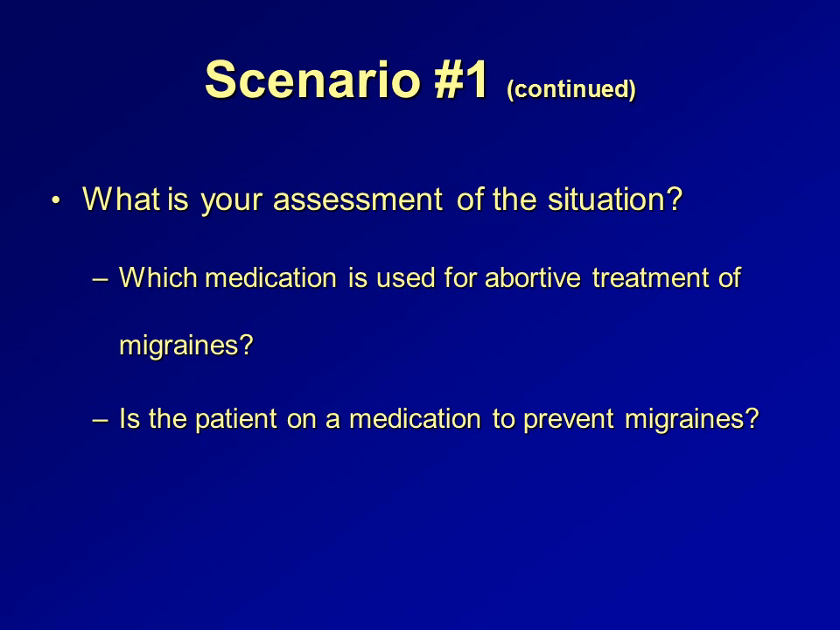In this case, the assessment of the situation might be that the patient is overusing his sumatriptan and not using his preventative medication, his divalproex, since he got that filled on January 31st and he only got a month's supply of it, and it's already 2 months later. So, the medication used for abortive treatment of migraines, he's using the sumatriptan. Is the patient on a medication to prevent migraines? Yes, we've placed him on divalproex ER, but the question is whether or not he's compliant with it.